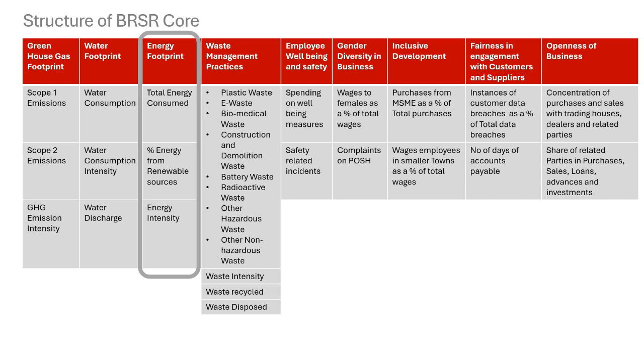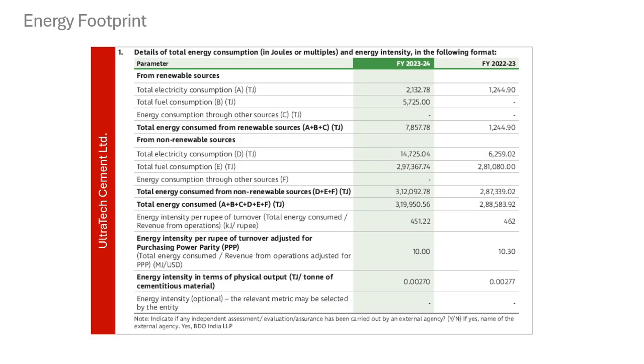The third KPI is energy footprint. All industrial operations consume energy to operate. This energy can be derived from renewable or non-renewable sources. The disclosure here includes energy consumption, percentage of energy consumed from renewable resources, and energy intensity. Let's look at the disclosures for more details.